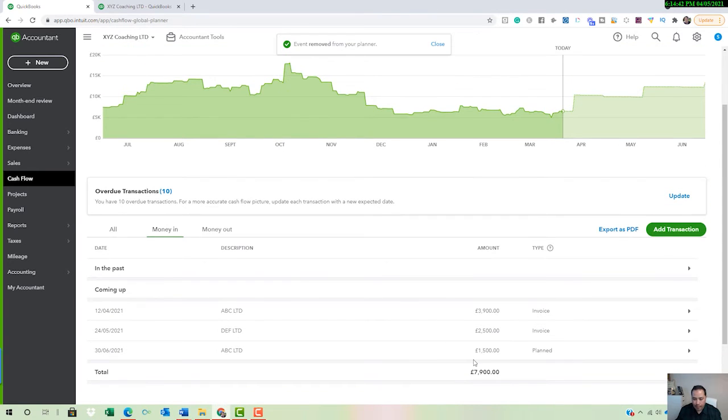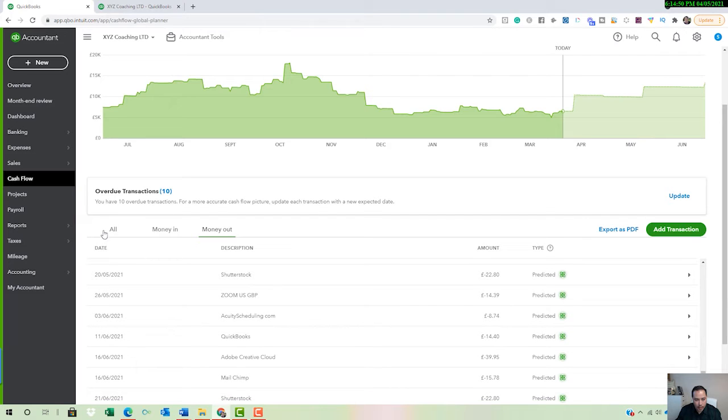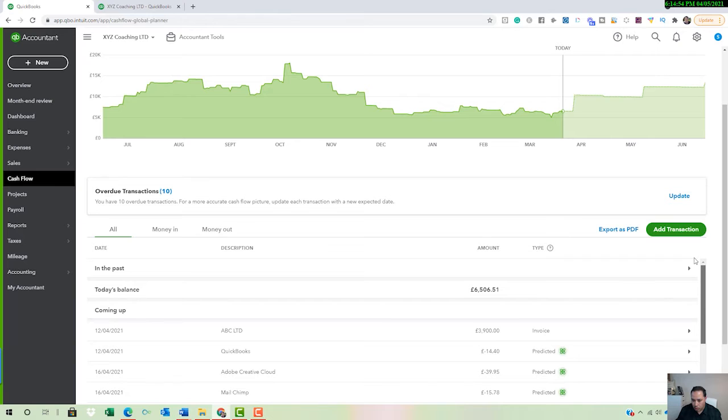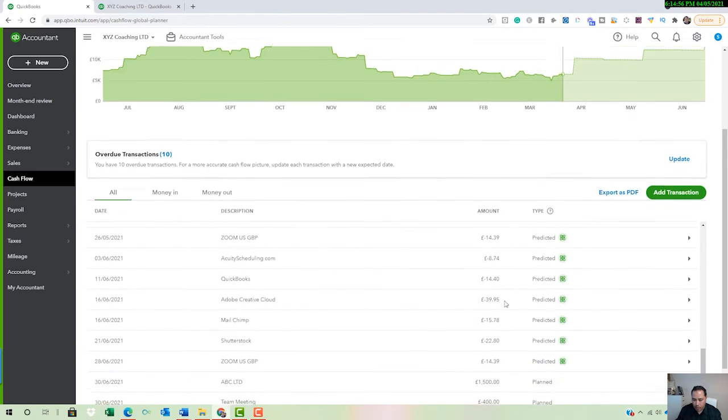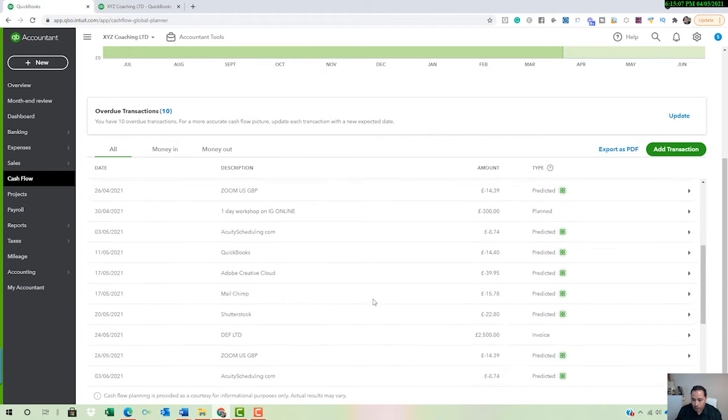So now you see the list of money in and money out, and what the cash balance will look like based on the current situation today. At the moment it looks like the closing bank balance will be 13,337 in positive. That's good.